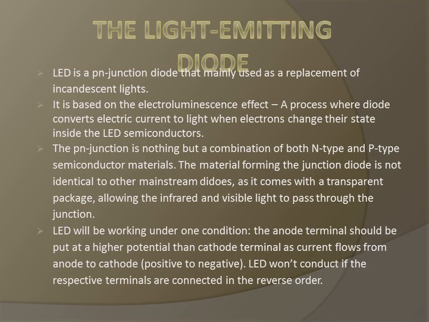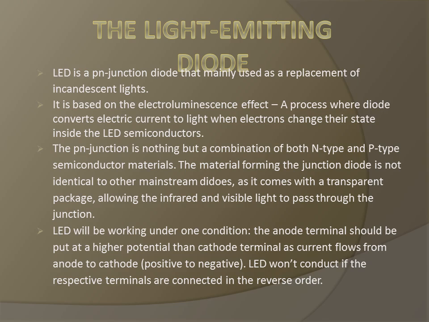The next one is a diode familiar to all of us, the LED, light emitting diode. It is a PN junction diode, a replacement for incandescent light. Usually we use incandescent light, so replacing that we use LED lights, which are highly power efficient devices. The principle is the electroluminescence effect, where it converts electric current to light.